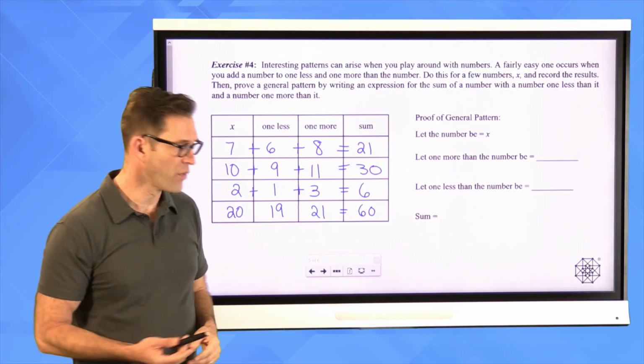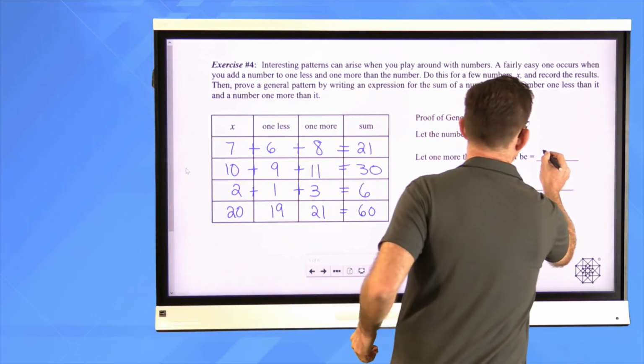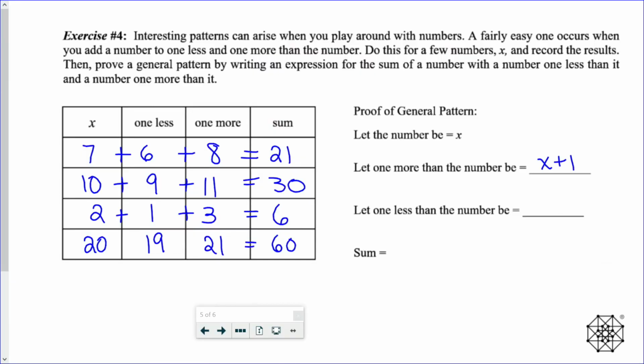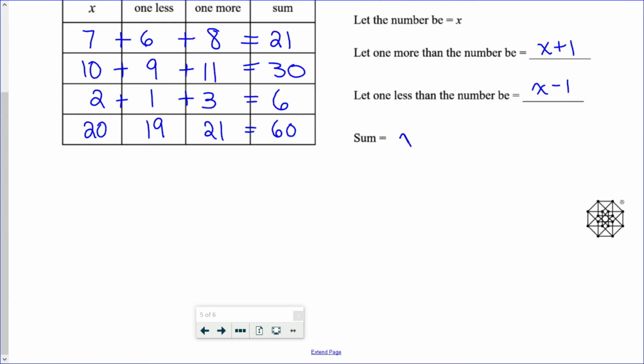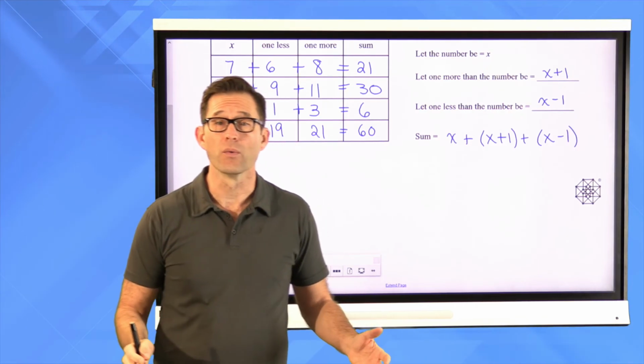Well, 1 more than the number. That should be easy given what we've been doing in this lesson, x plus 1. 1 less than the number, also easy, x minus 1. And their sum, let me bring this up so I have a little more space to work, will be x plus x plus 1, plus x minus 1. That's really the expression for what's going on here.